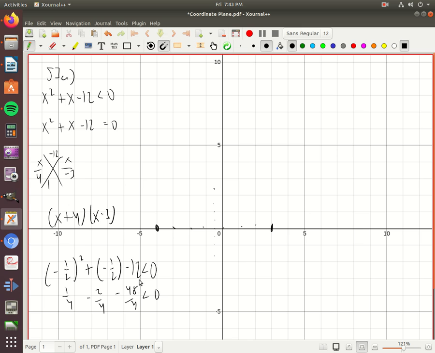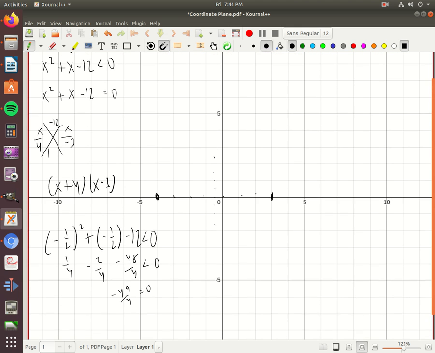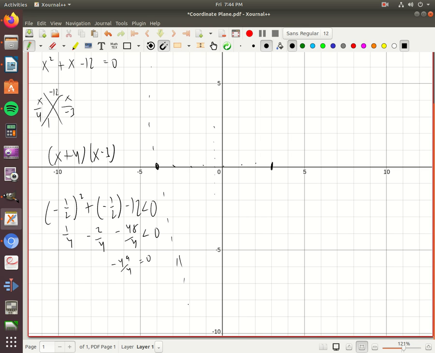Negative 12 is the same as negative 48 over 4, but I have this common denominator. So 1 minus 2 is negative 1, minus 49 over 4. So that's going to end up being like negative 12 1/4. So way down here somewhere is going to be my vertex at negative 12 1/4. So it sort of goes off the screen. Now I will draw the parabola. You can see it's a dotted line. I'll just do the best I can here because I go off my graph, which is fine. Come back up.